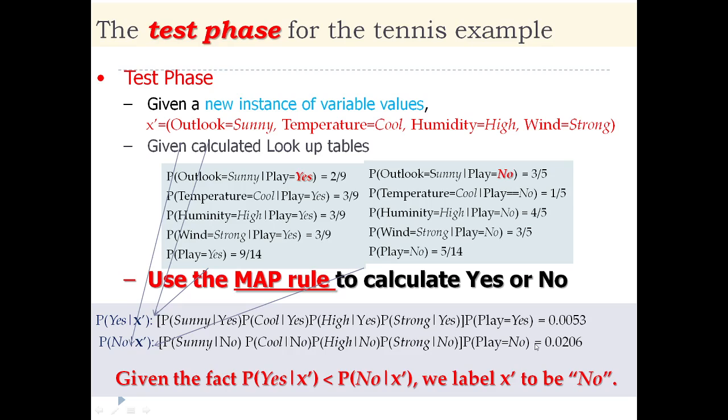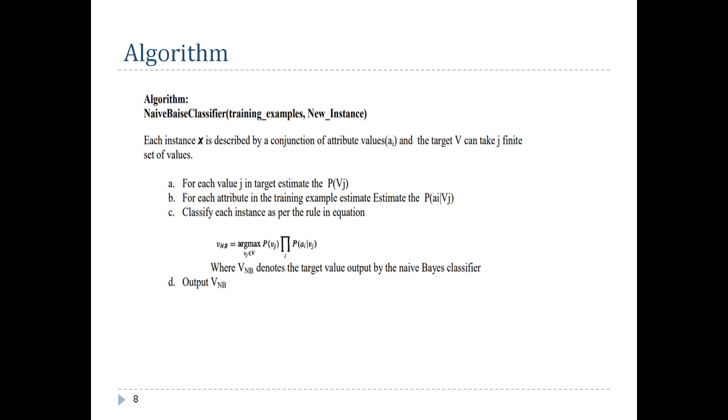Like this we have to classify the data set into a class. Okay, so this is the example. The same approach we use in this program also. This is the algorithm we use for the naïve classifier. Here we are passing two parameters, training data and test data. Each instance x is described by a conjunction of attribute values, and a target value v can take j in a finite set of values. Here we have to consider each attribute value from the training data, and calculate the probability of these values belonging to that particular target value. Target value means class labels.